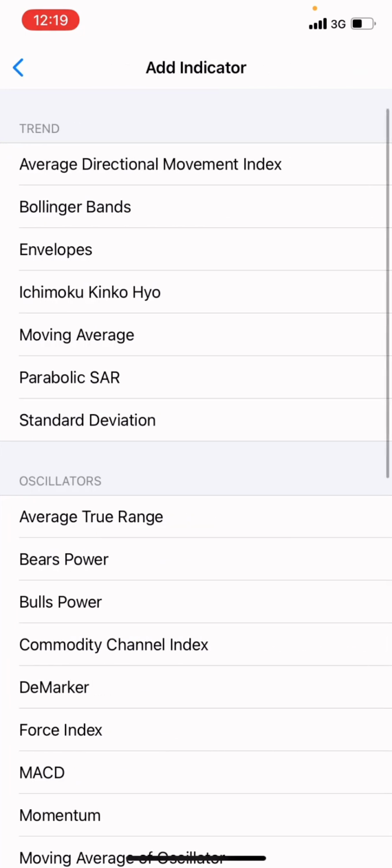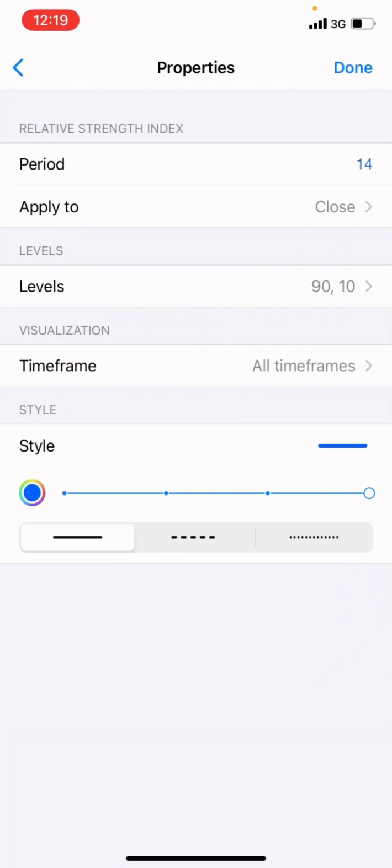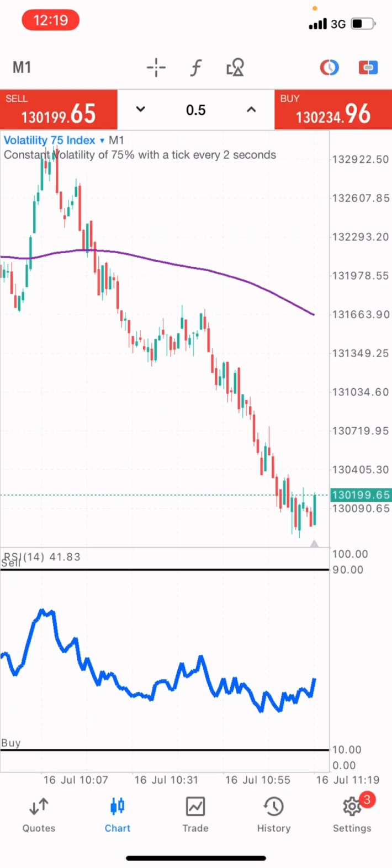Then on the indicator window, we'll put on the RSI. You want to put that first before any other one. Period 14, apply to close. The levels are going to be 90 and 10. The style is 4 pixels, color blue, the straight line pattern here, then you click on done.